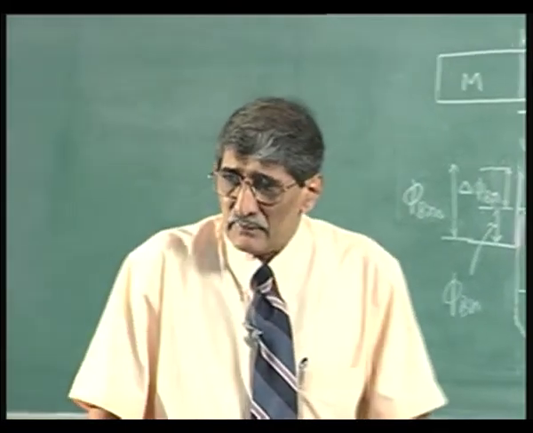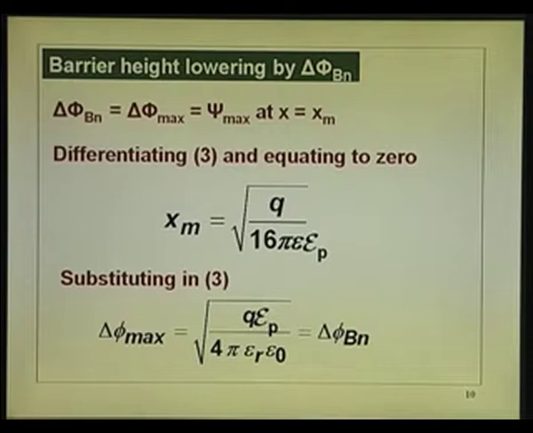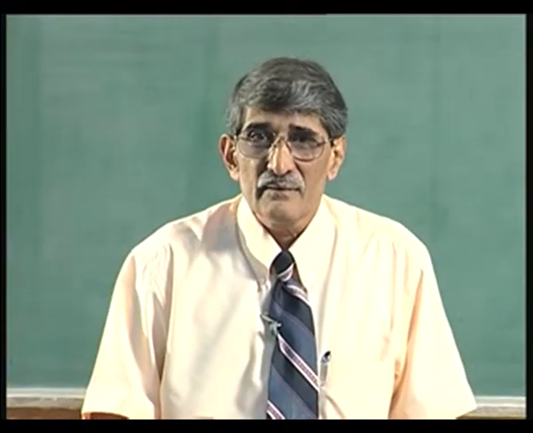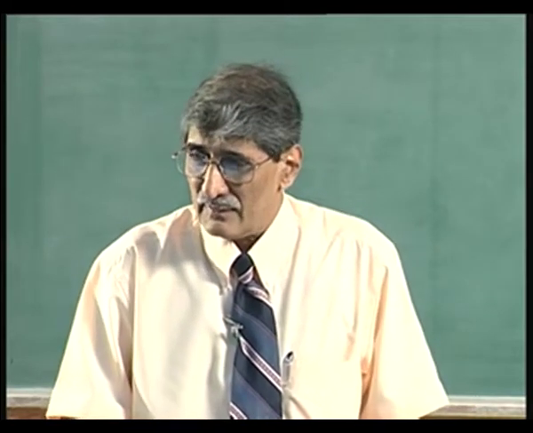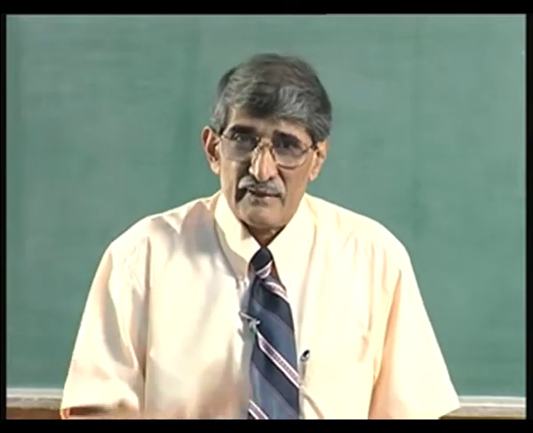Now, let us take a look at the effect of this particular barrier lowering. So, delta phi b n is the value of psi at x m, that is what you have determined, and that is proportional to the square root of the peak electric field. Before we go into that, we have derived this by taking E external as E peak into x. Now, let us see whether it is valid at x equal to x m. For that, we must find out how much x m is.